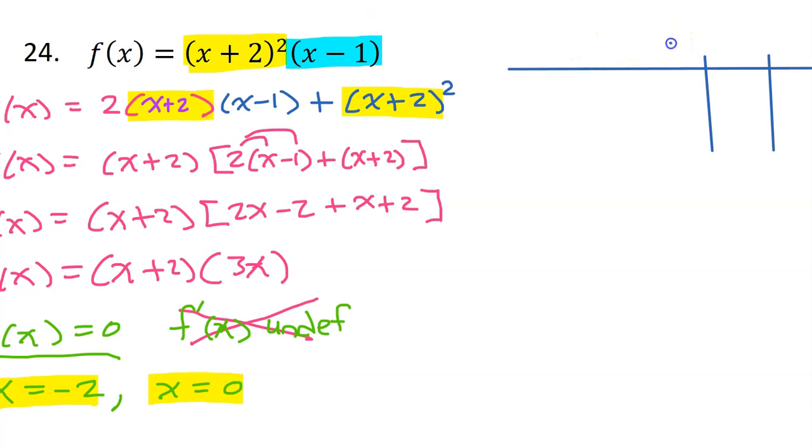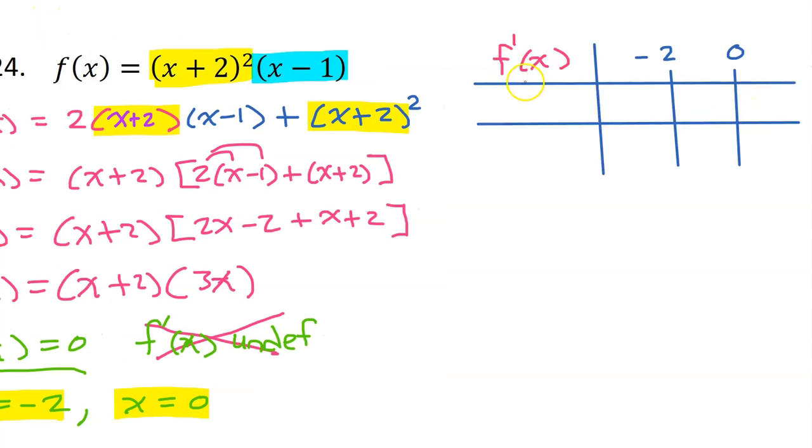So here are the critical numbers on the number line. We have two factors to consider, so we will need two rows on the sign chart. Make sure you label the sign chart as f prime. So we will need a row for x plus 2 and a row for the 3x. Now let's consider whether these factors will be positive or negative in each interval.